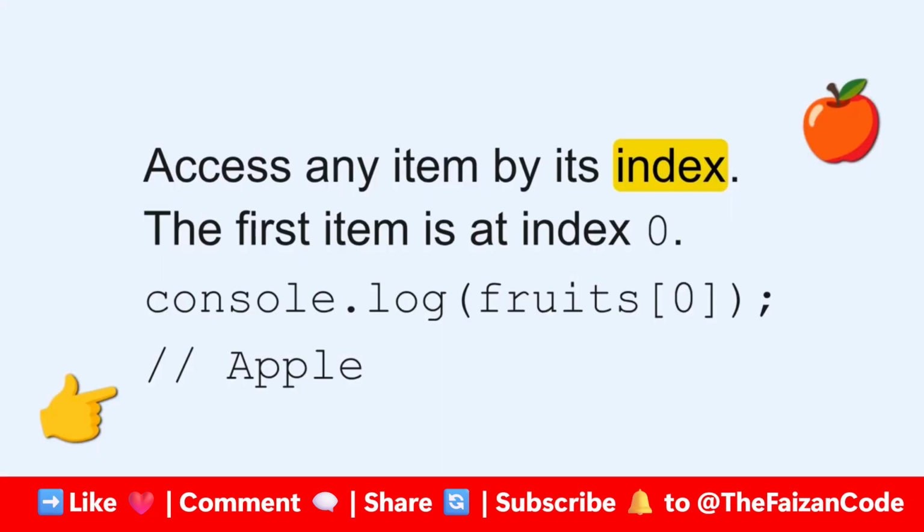Okay, but how do we get something out of the array? Well, we use its index, which is just its position in the list. And here's the number one rule you have to burn into your memory. JavaScript arrays are 0 indexed. That means the first item is at index 0, the second is at 1, and it just goes on from there. That's why typing fruits[0] gives us apple.